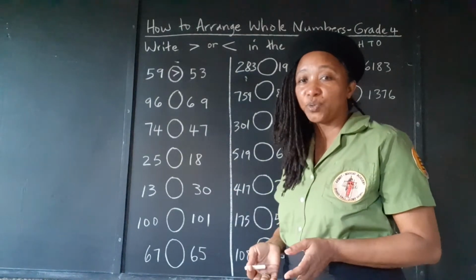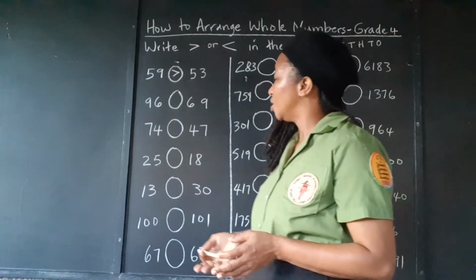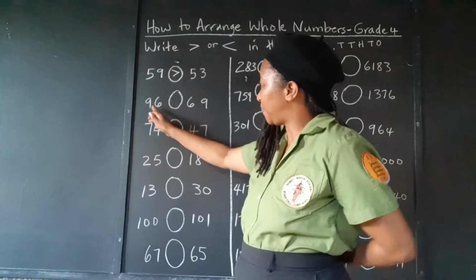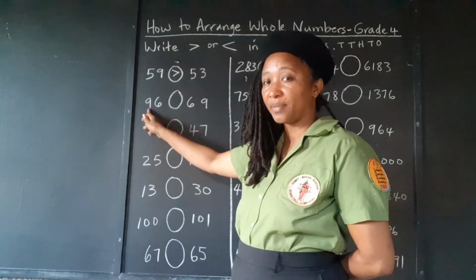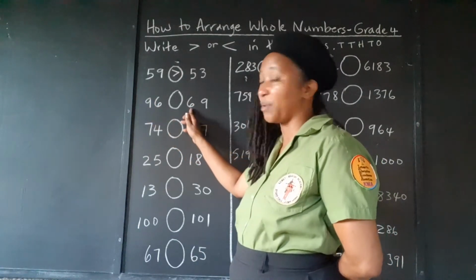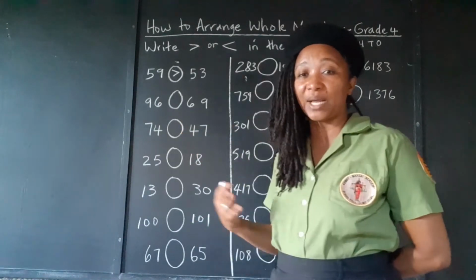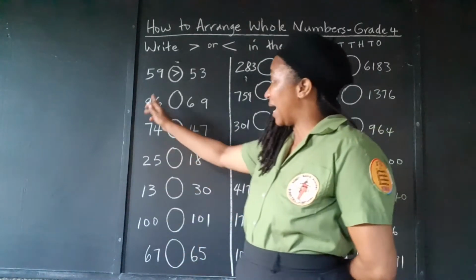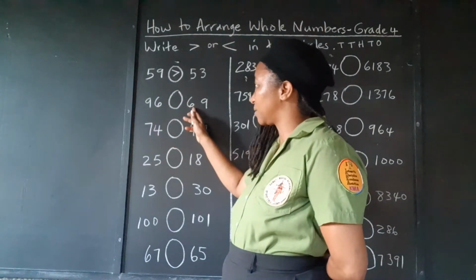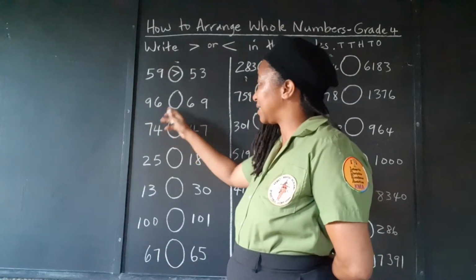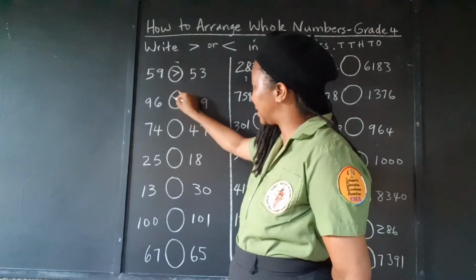How about 96 and 69? They both have two digits. So let's look. In the tens place, we have a 9. In the tens place here, we have a 6. So they both have only tens and ones. 9 tens, 6 ones. So 96 is a bigger number than 69.